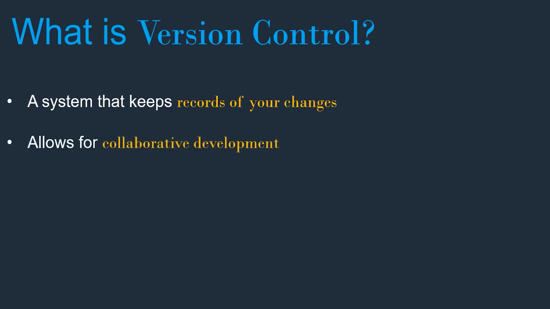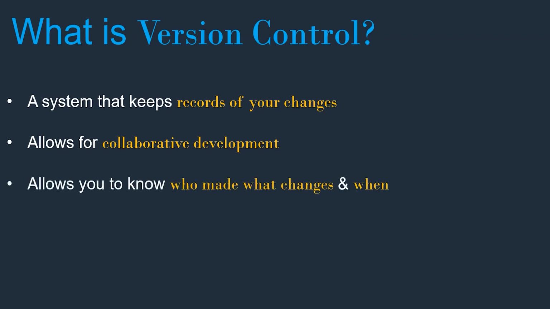Next, it allows for collaborative development. As I said, multiple people are working on the same project. Code sharing is quite a difficult problem. But if we use version control system, it is very easy to share our code and work collaboratively. Next, it allows you to know who made what changes and when. As I said, whenever we do any changes, it tracks those changes and remembers who has done those changes.